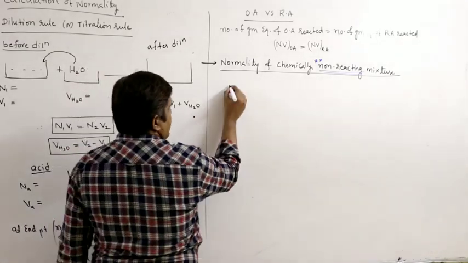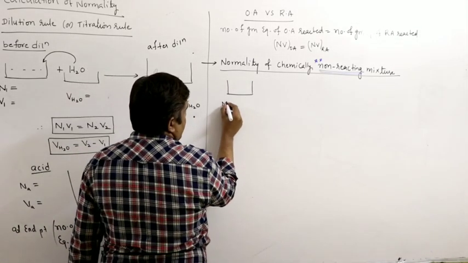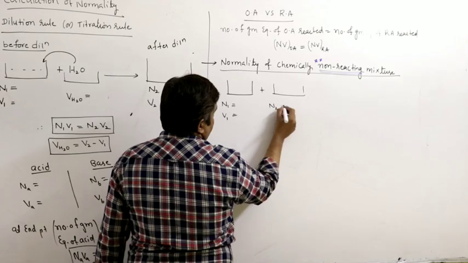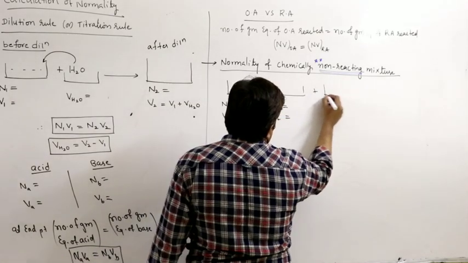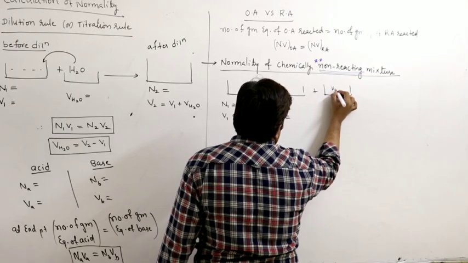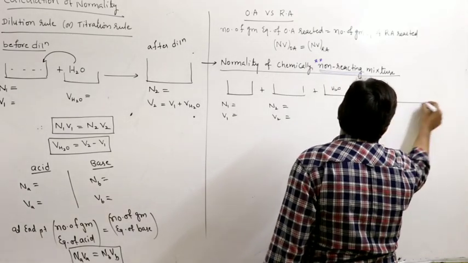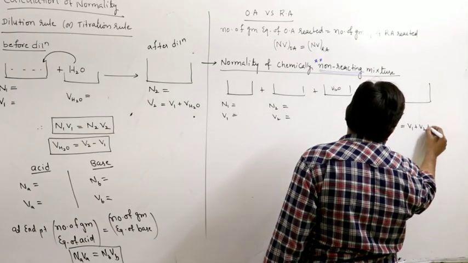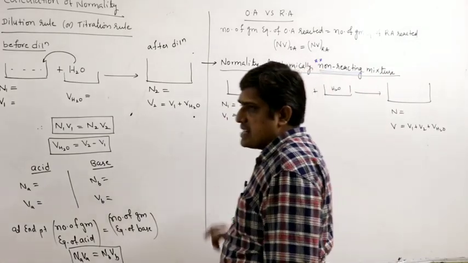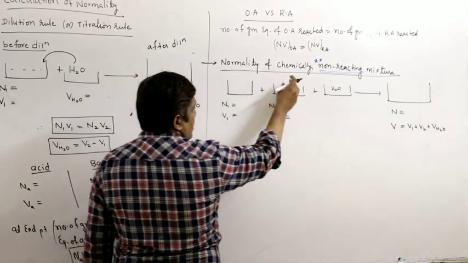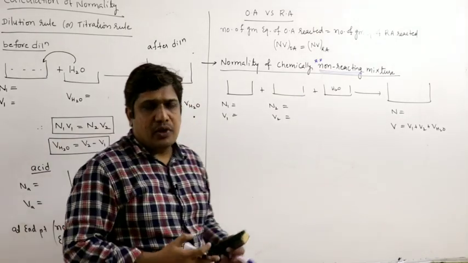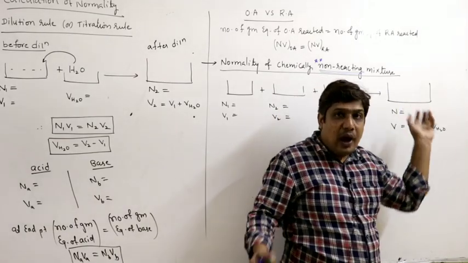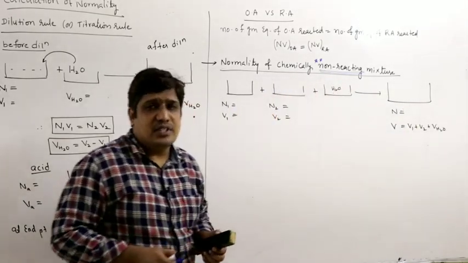So here let us take solution 1, say its normality N1, volume V1, another solution normality N2, volume V2, another solution, and so on. Or sometimes you may add water. Final normality let us assume N, final volume let us assume V. Say we are taking acid 1, so there are 10 H plus ions, 20 H plus ions, they do not react because both are acids. 10 plus 20, finally you will get 30. So you have to add number of gram equivalents of H plus ions.